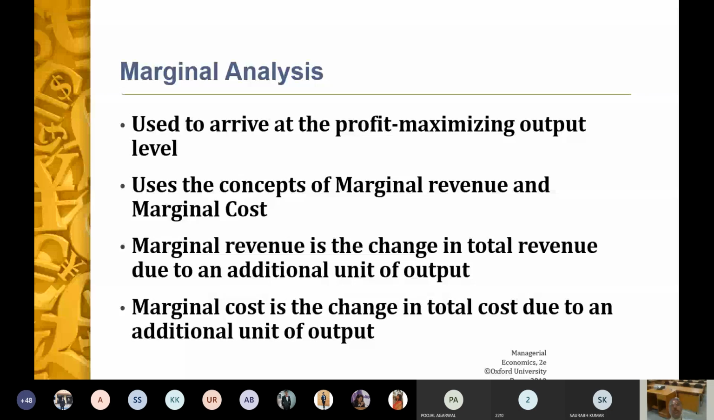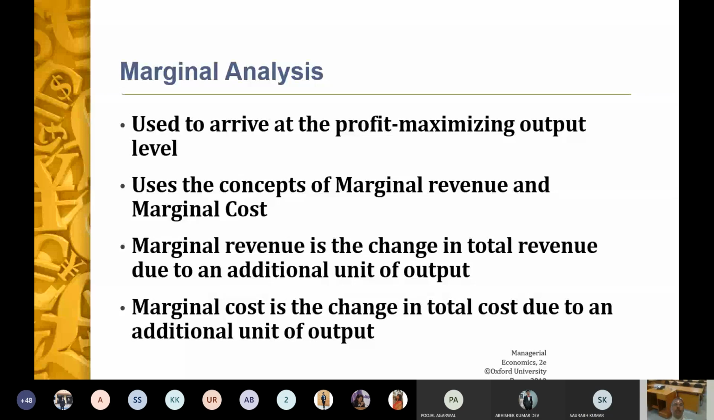So marginal analysis that we have seen becomes very important because it is used to arrive at the profit maximizing output level, where I can get maximum profit. Where will I get maximum profit? Anybody? Where will I get maximum profit? So when marginal production is 0. Excellent. This everybody has to remember. And it also uses the concept of marginal revenue and marginal cost. This we will see later on, how this happens.